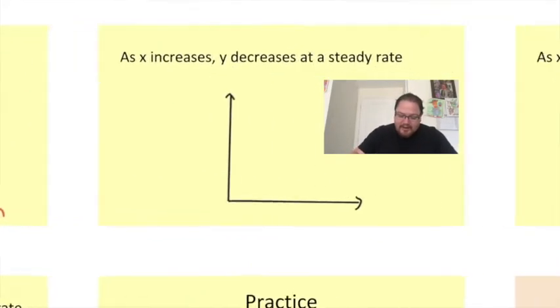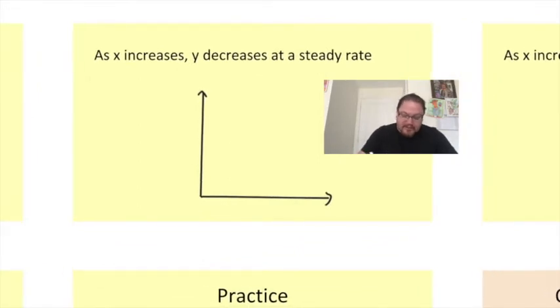Let's have a look at a new one then. It's always going to start with as x increases. So this is your x, this is your y. Y is going to decrease now. It's going to get smaller. What does that look like? I'll show you now with a nice line. Okay, it's going to go down that way.